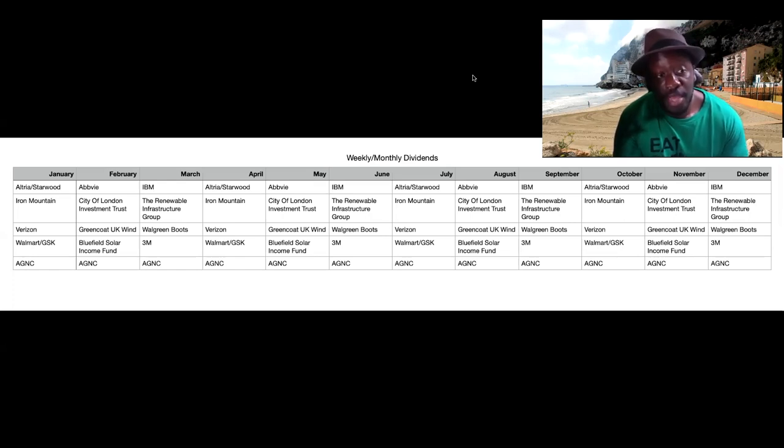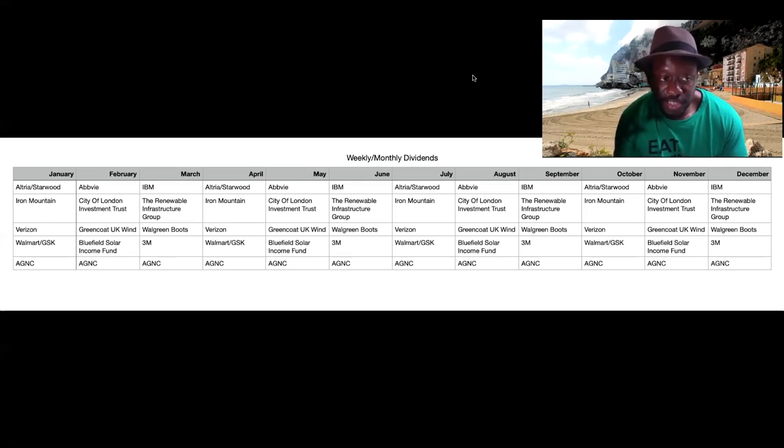So yeah, now you can see where it all fits together. If you just look between January and March, you will see that that is all the 12 companies and they all pay quarterly. So then basically it's just repeated throughout the year. So you can see whether you, for January, whether you invest in Altria or Starwood, and then Iron Mountain, Verizon, and then if you chose between Walmart and GSK, you're going to get that again in April, July, and October. And you can see that for all stocks.